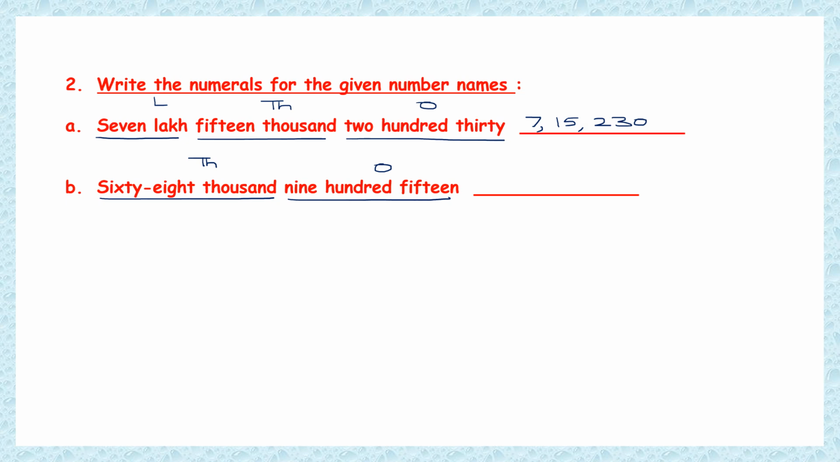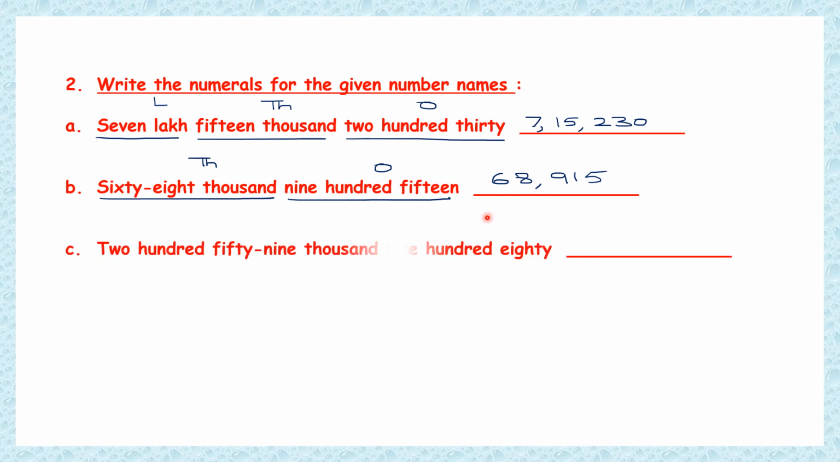So let's write a comma after each period. So 68,000, we have a comma, 915. Now this can be the Indian system or the international system. Let's go to the next one.